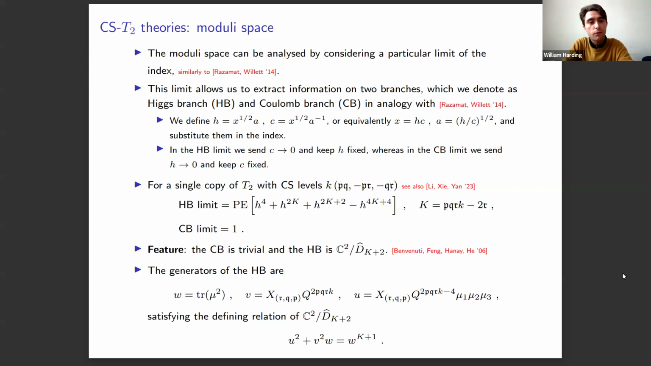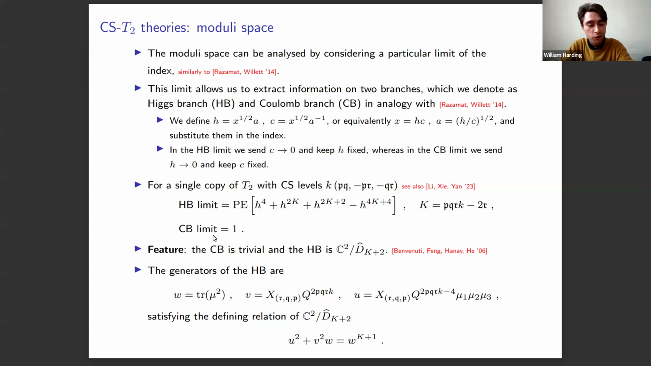So how can we proceed? We define two variables, h and c. So h is equal to x to the 1/2 times a, whereas c is equal to x to the 1/2 divided by a. And then we substitute these two variables in the index. Now, in the Higgs branch limit, we send c to 0 and keep h fixed, whereas in the Coulomb branch limit, we send h to 0 and keep c fixed. And doing so, for a single copy of T2 with general Chern-Simons level satisfying the ATT condition, the results are the following.